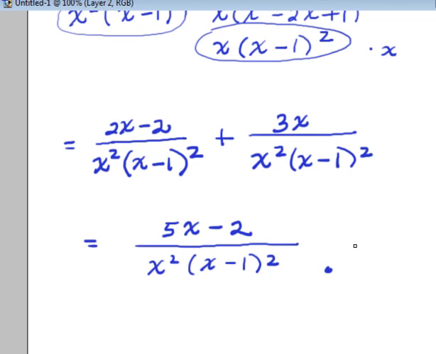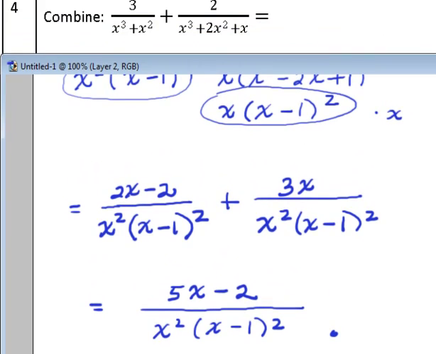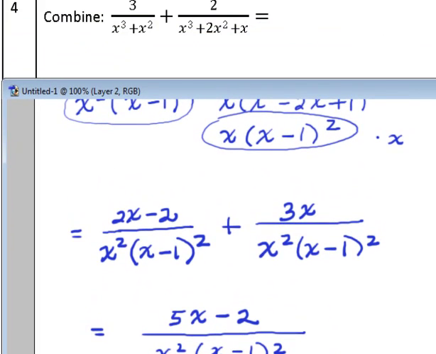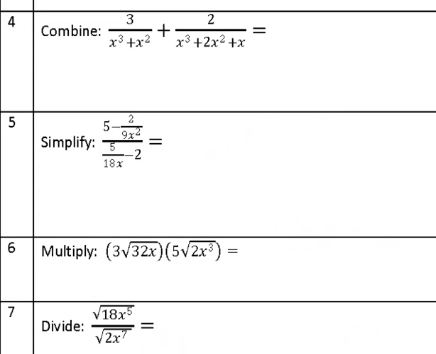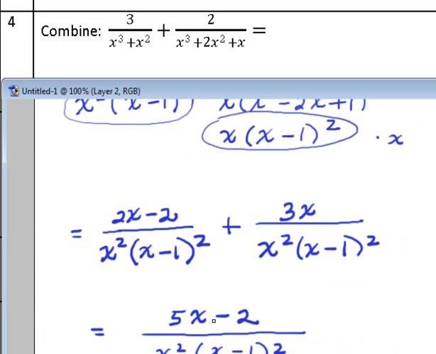Okay, so now you're ready to do the next example, which is 4. And there it is. Let me just scroll down a little to make sure that you can see that. Okay, so there's question 4. Just pause the video right here and combine these two fractions.